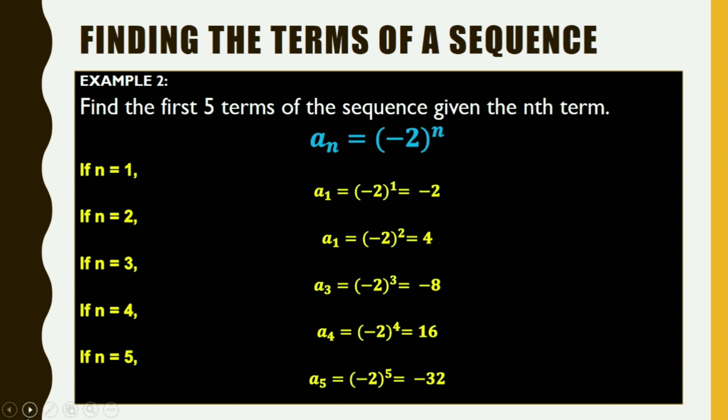Example number 2. Find the first five terms of the sequence given the nth term a sub n is equal to negative 2 raised to n. If n is equal to 1, therefore we have negative 2 raised to 1 is equal to negative 2. If n is equal to 2, we have a sub 2 is equal to negative 2 raised to 2 is equal to 4, because negative 2 times negative 2 is equal to positive 4.